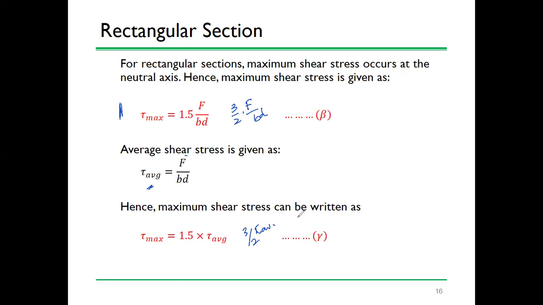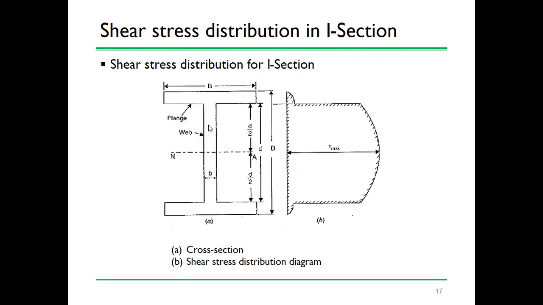All right. So note equation beta and gamma down, because if I give you a question and ask you to find the maximum shear stress, you don't need to do a long calculation. This one is simple. For rectangular, it is equal to what? 1.5 F over BD. All right. Now that is for rectangular section.